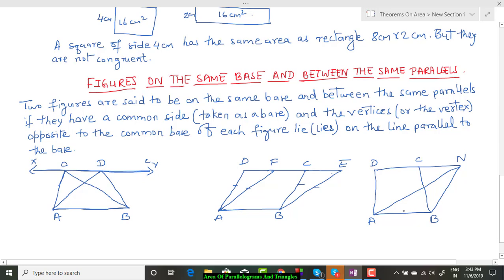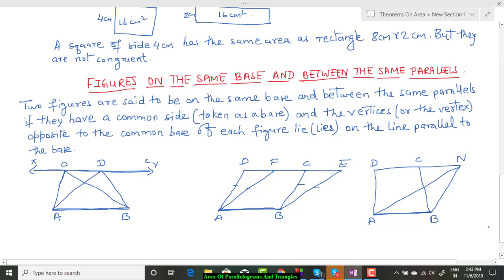Two figures are said to be on the same base and between the same parallels if they have a common side. So this common side is called the base. This is the common side, which is called the base, right? And the base and the vertex opposite to the common base of each figure lie on the parallel to the base. I think this idea is clear. Fine.